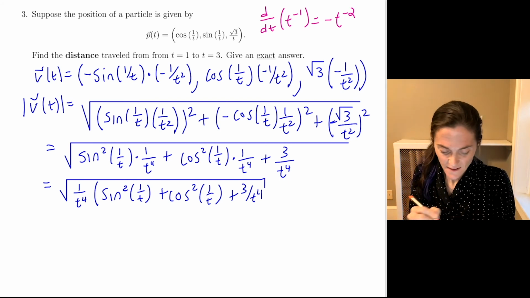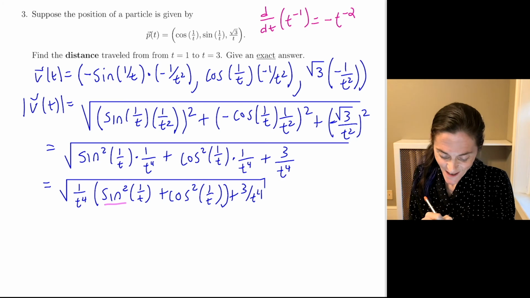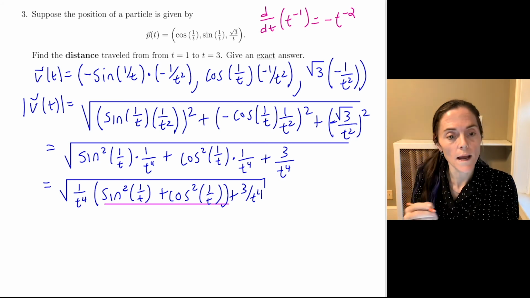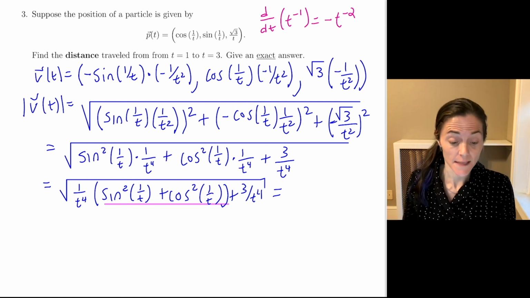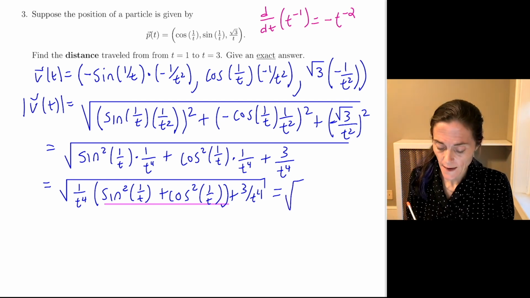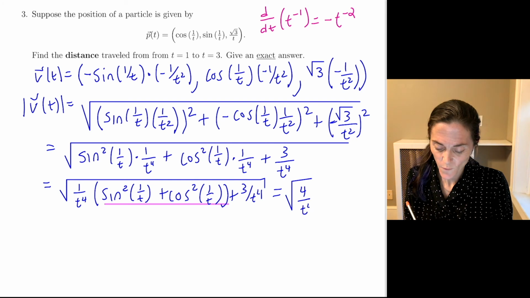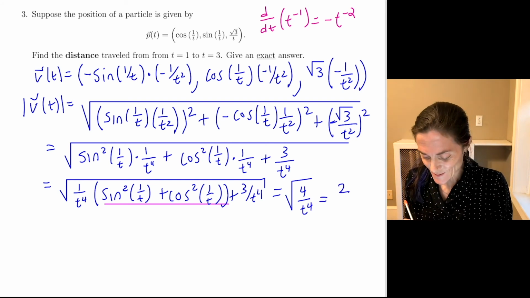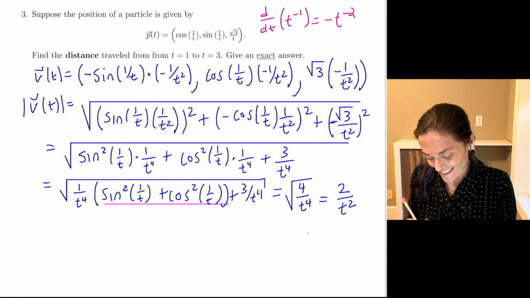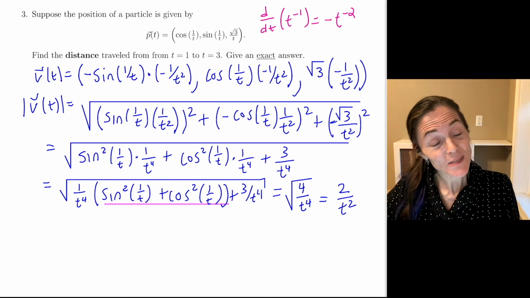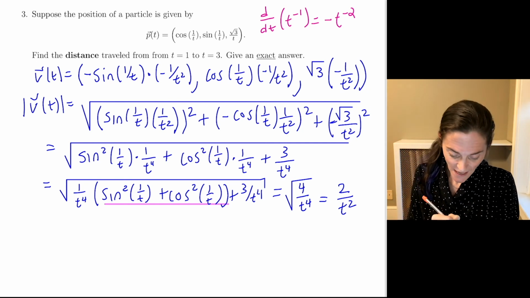Now, with this parentheses, sine squared plus cosine squared is 1. So look what we're left with. Inside is the square of something. This will simplify very nicely. I have the square root of 4 over t to the 4th. This is just 2 divided by t squared. All of that work, but the speed is 2 over t squared. This is a wonderful function to integrate. Okay, let's do this now.